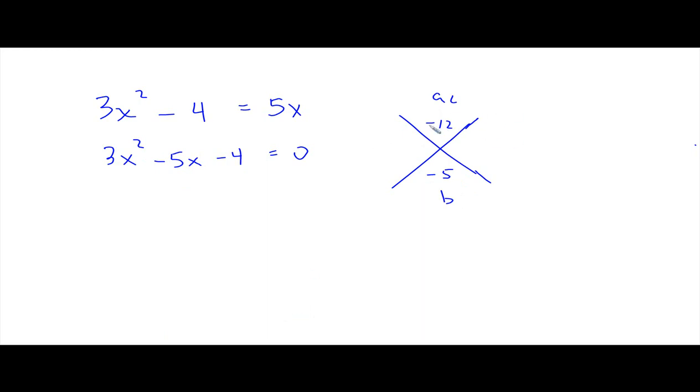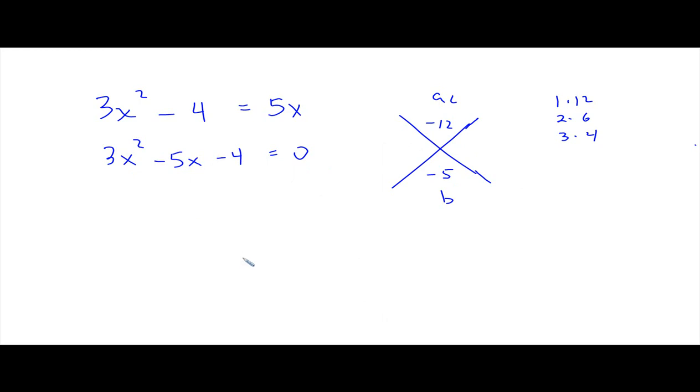So you think of all the ways to get 12: 1 times 12, 2 times 6, 3 times 4, right? And any other ways to get 12? I think that's it. So are any of these combinations going to be able to give us a 5? It doesn't look like we're going to be able to find two numbers that will multiply to give us negative 12, and if you add them, give you negative 5. So when that happens and you cannot find two numbers, it's impossible to find two numbers.